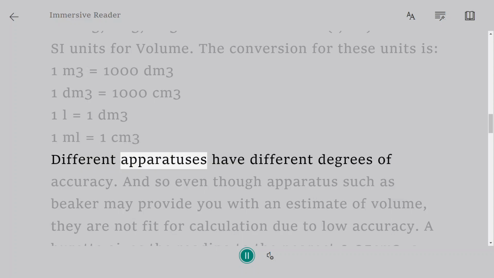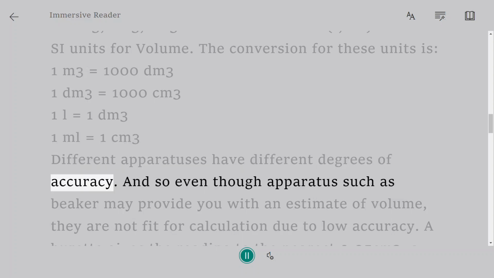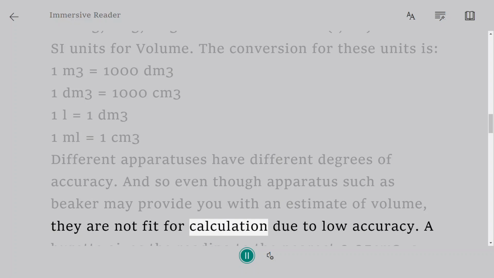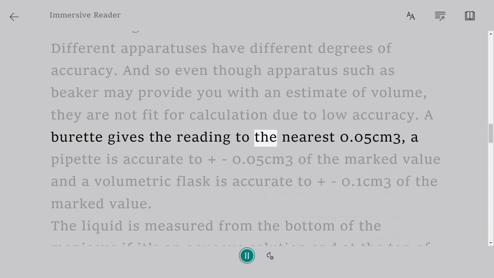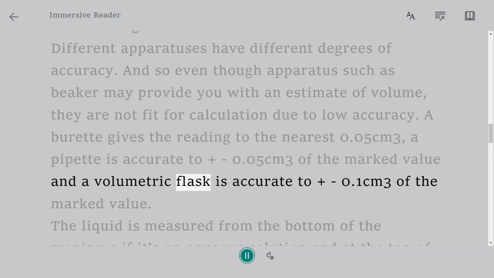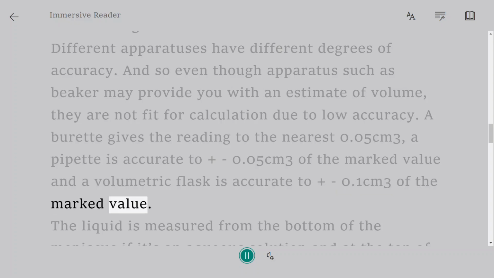Different apparatuses have different degrees of accuracy. And so even though an apparatus such as a beaker may provide you with an estimate of volume, it is not fit for calculation due to low accuracy. A burette gives the reading to the nearest 0.05 cubic centimeters, a pipette is accurate to ±0.05 cubic centimeters of the marked value, and a volumetric flask is accurate to ±0.1 cubic centimeters of the marked value.